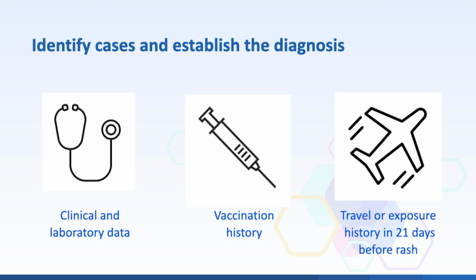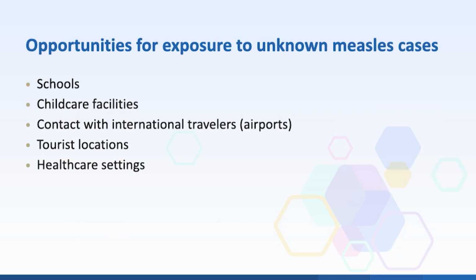Finally, gathering information about measles exposures in the 21 days before rash onset is important, including international travel or exposure to known measles cases. If a confirmed measles case has no travel or known exposure in the 21 days before rash onset, it's important to consider places where they might have been exposed to an unknown measles case. This includes school, childcare facilities, places where they may have been exposed to international travelers, including domestic or international airports, tourist locations, or finally, healthcare facilities.